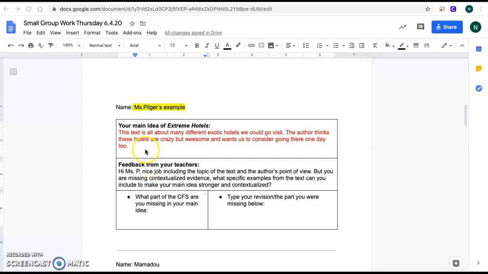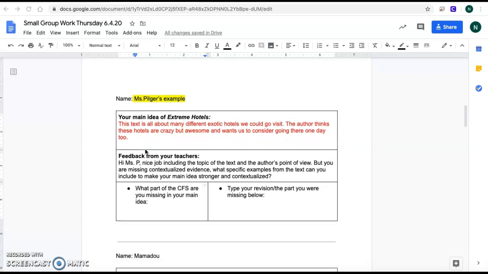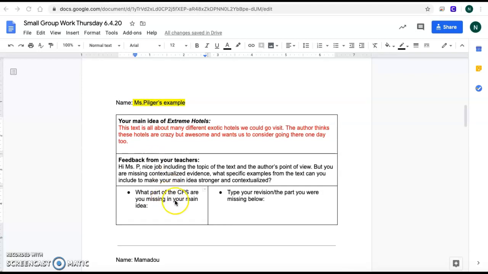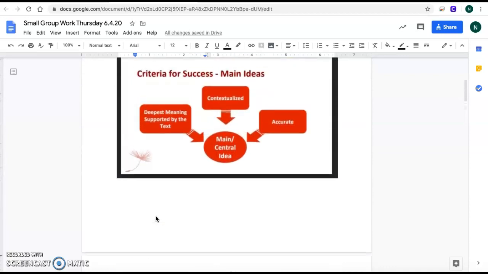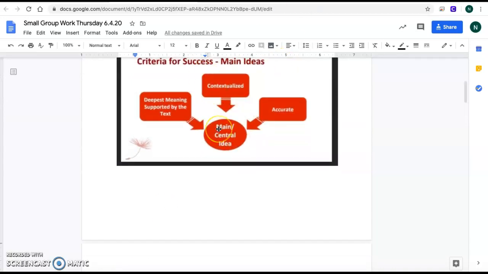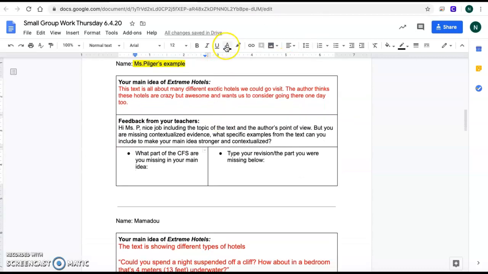Let me go back and look up my main idea. Right, okay, so I do talk about the topic, but I didn't really include any specific examples from the text. No information about what the hotels were like, no quotes, nothing from the text itself. That makes sense. So what part of the CFS are you missing in your main idea? So the feedback said I was missing evidence, and I know that that would be this contextualized bubble. All right. So let me make this, I'm going to go with this blue color today. Contextualized. Missing evidence of the text.